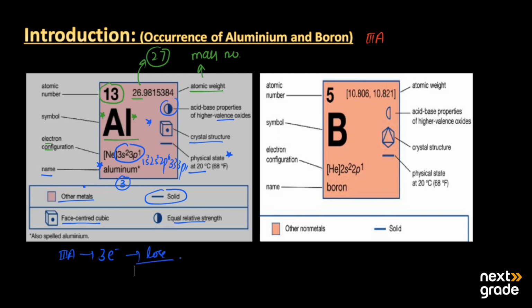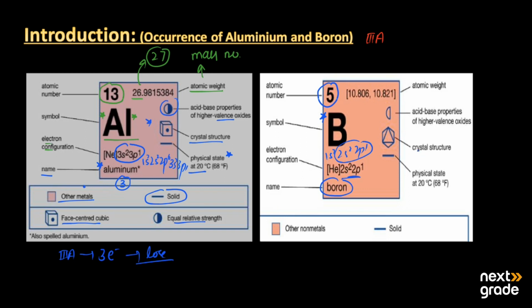On the other hand, we have the first element of group 3A, which is boron. As its name is boron, its symbol is a capital B. Its atomic number is 5. Its electronic configuration is mainly 1s2, 2s2, 2p1. So it has 3 electrons in its valence shell.